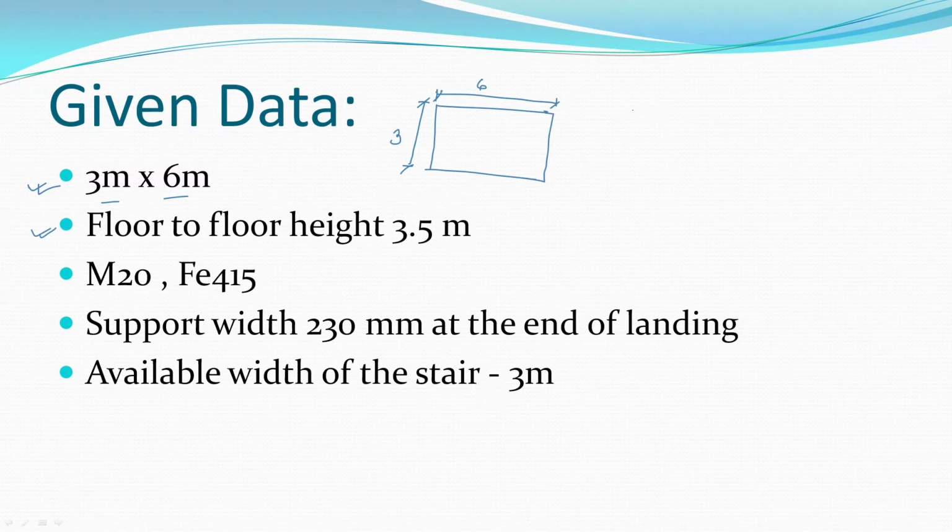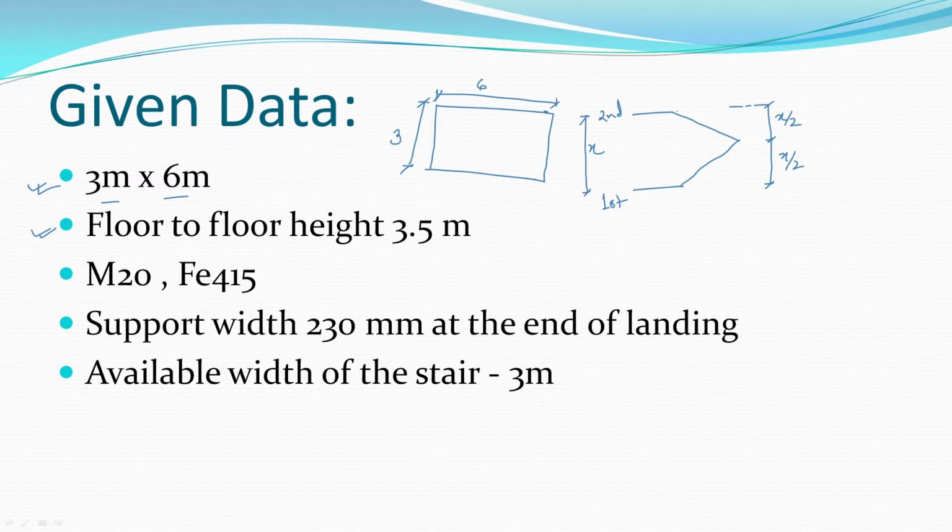That means, suppose this is the first floor and this is the second floor. So we need to provide the staircase like this. So this is a flight, and this is the height of flight 1. If we consider the total floor to floor height is x, then the height of each flight is x by 2, right?